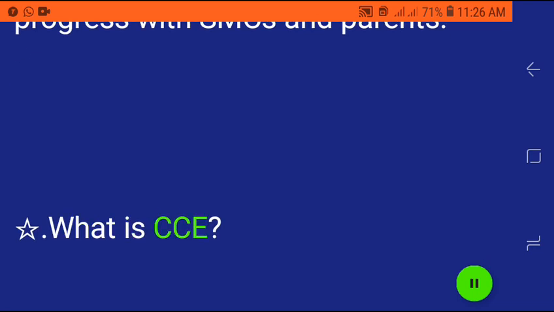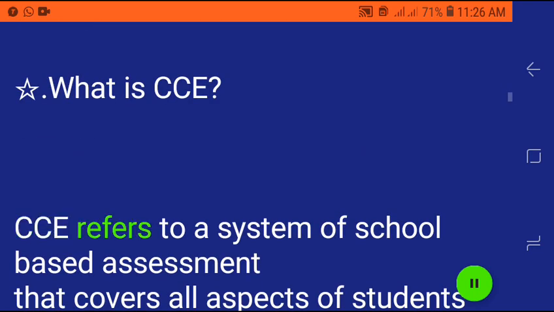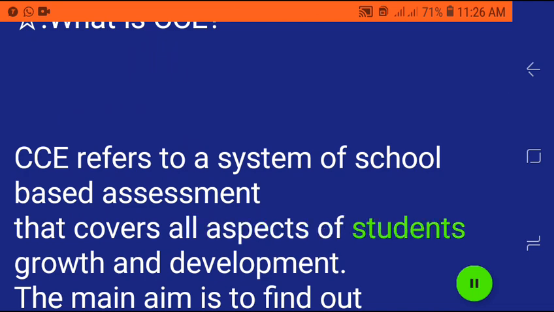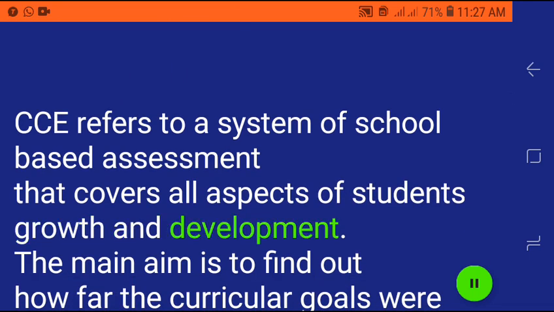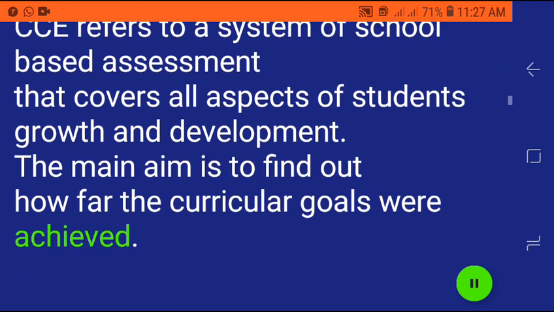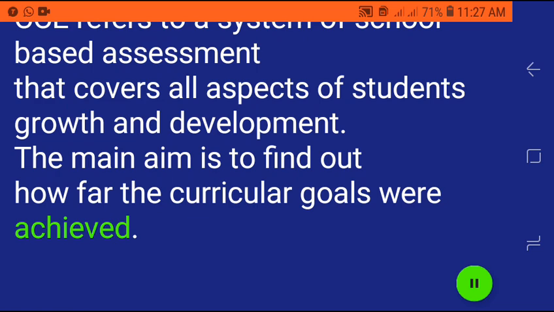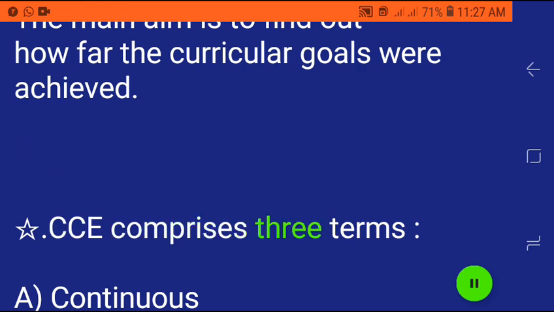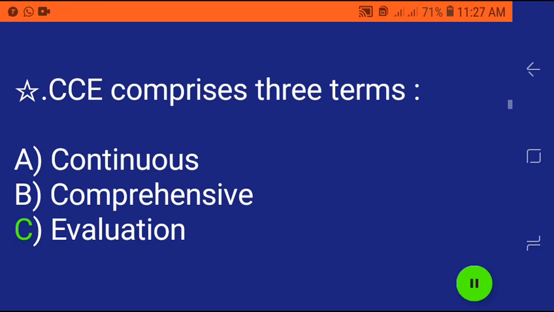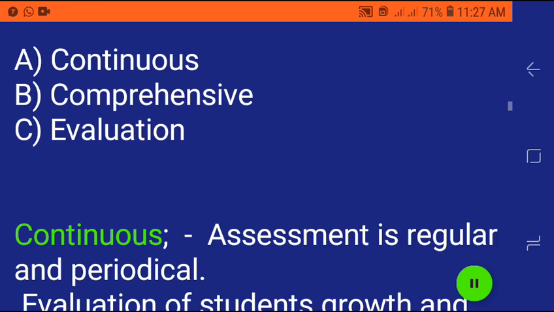What is CCE? CCE refers to a system of school-based assessment that covers all aspects of students' growth and development. The main aim is to find out how far the curricular goals were achieved. CCE comprises three terms: A. Continuous, B. Comprehensive, C. Evaluation.